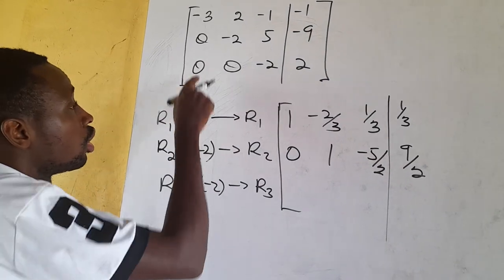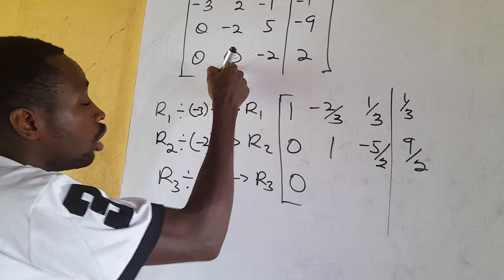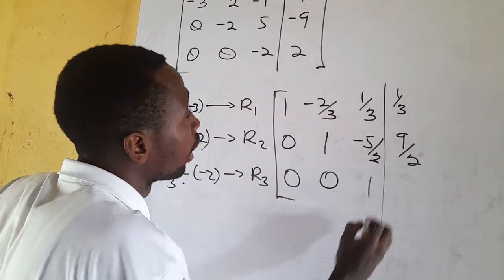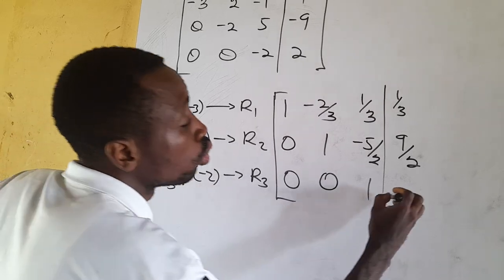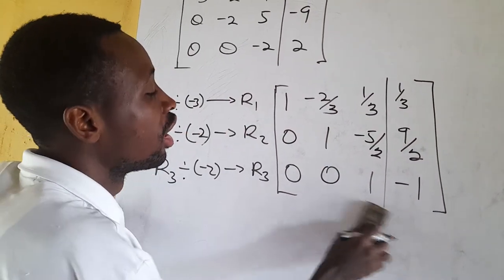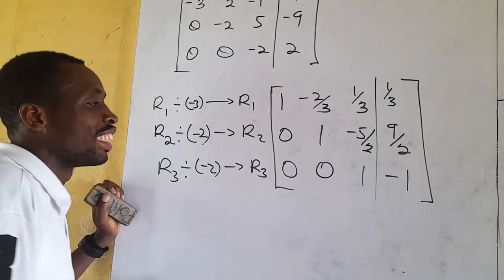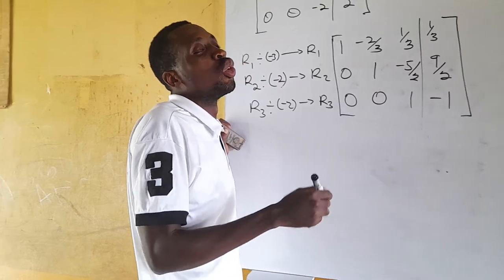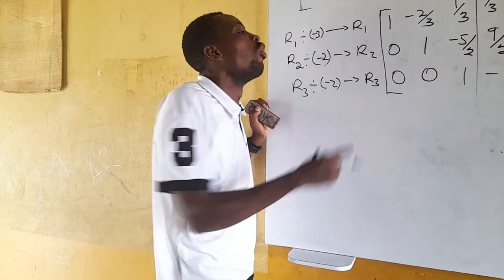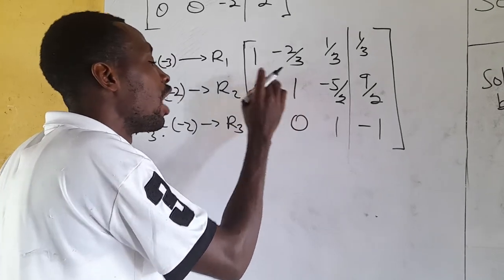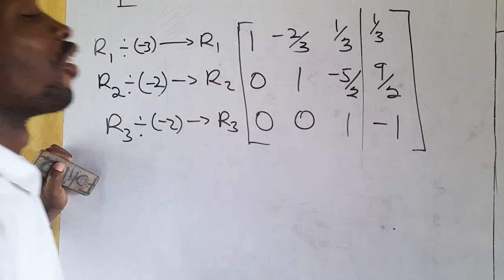Then this one, 0 divided by negative 2 is 0. 0 divided by negative 2 is 0. Negative 2 divided by negative 2 will be 1. Then 2 divided by negative 2 will be negative 1. I hope you get that. So now we have succeeded in reducing our augmented matrix into row echelon form. All the entries in the principal diagonal are 1, and all the entries below the principal diagonal become 0.